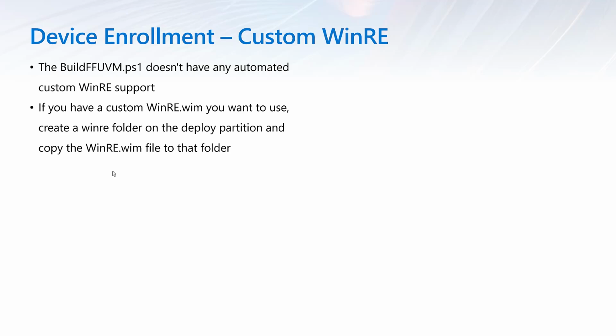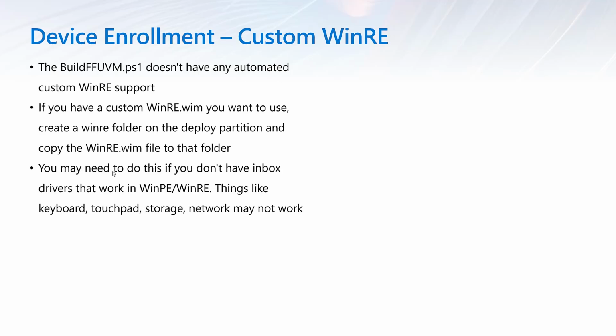But if you have a custom WinRE that you've already built, you can create a WinRE folder on your deploy partition and copy that WinRE.wim to that folder. You might have drivers that you're including in your WinRE, because you might have a device where the mouse and keyboard don't work in WinRE since there aren't any drivers in the WinRE WIM for it. If that's the case, you need to add them to your WinRE. This is why we built this functionality with the USB drive. So on your USB drive, make that WinRE folder and copy the WinRE file into it. Pretty straightforward. And I just mentioned, if you don't have the inbox drivers, things like keyboard, touchpad, storage, and network may not work, so you need to add those to your WinRE.